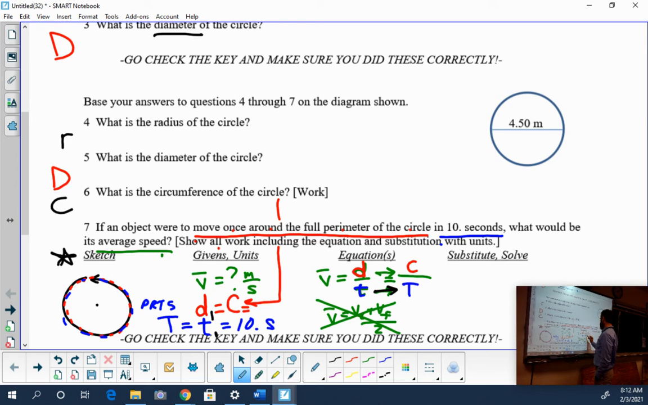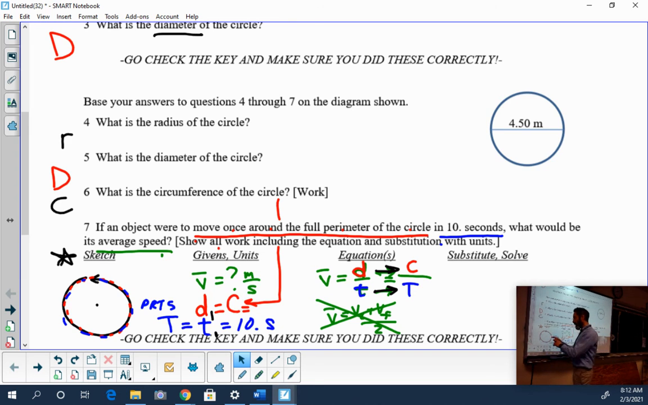So I'll make this black so it doesn't interfere with the green equals. The way you'll often do this is, yes, D over T, but by way of your sketch, recognize that D is usually the circumference, T is usually the period. Boom, plug it in, get your answer.